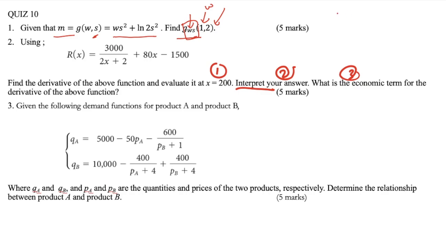So you need to find the derivative of R(x) here. That means you need to differentiate this function with respect to x. And then after that, once you get the answer, you need to substitute x equivalent to 200 into the answer, and then solve it, get the final answer. Once you get the final answer, you interpret your answer. After that, you need to understand what is the economic term for this derivative. Okay, now let's do it one by one.